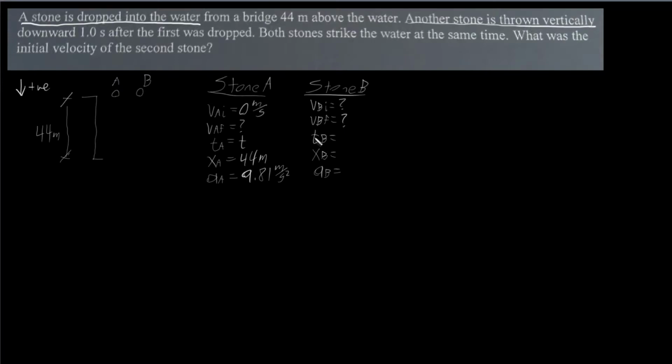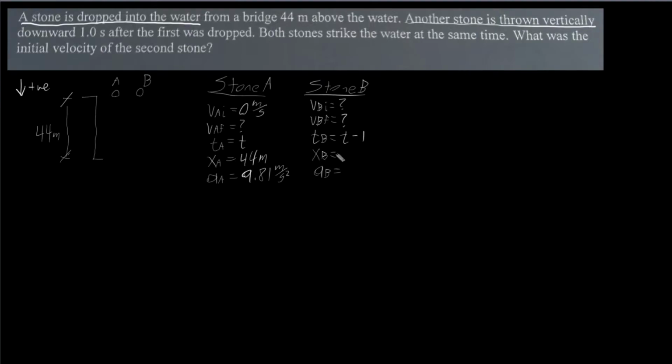The next variable is the time. How long does it take stone B to reach the bottom? Well, we know that both stones strike the water at the same time. And we also know that the second stone is thrown vertically downward 1 second after the first was dropped. So we know that the time that stone B is falling is 1 second less than the amount of time that stone A is falling. So we said that stone A was falling for t seconds. So this will be 1 second less than that. So we could represent that as t minus 1.